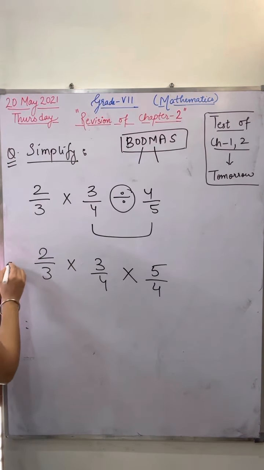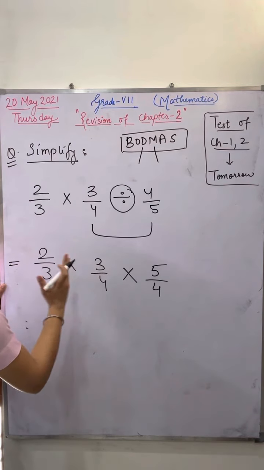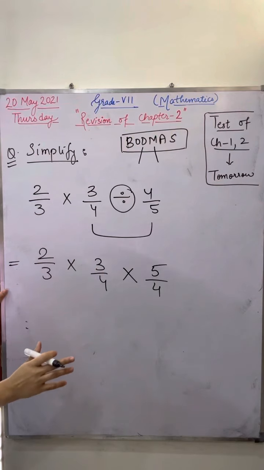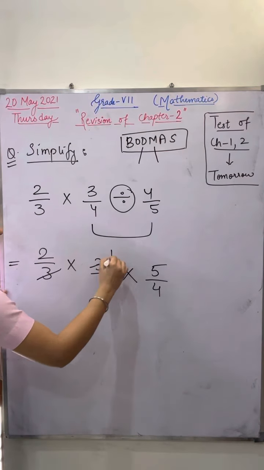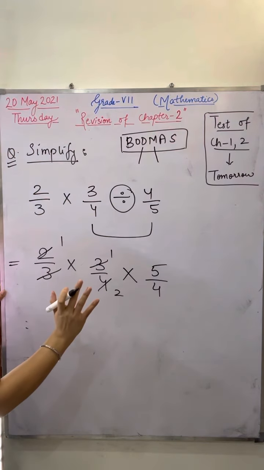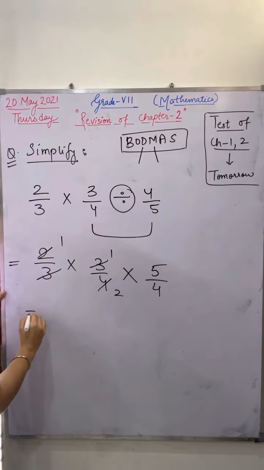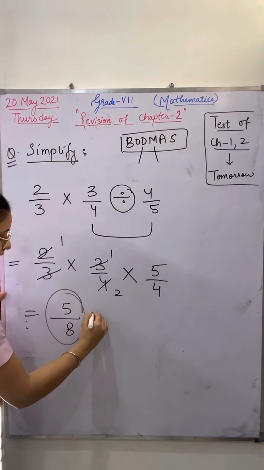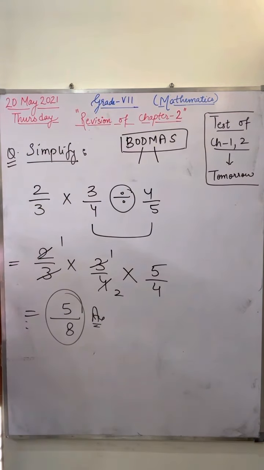Right. Now you can see, now you can cancel. From here to here, anything from here cancel. So 3 ones are 3 will get cancelled. 2 ones are 2 and 2 twos are 4 will get cancelled. Now 1 5s are 5 and 2 4s are 8. This is the answer. Most of you have given the correct answer.